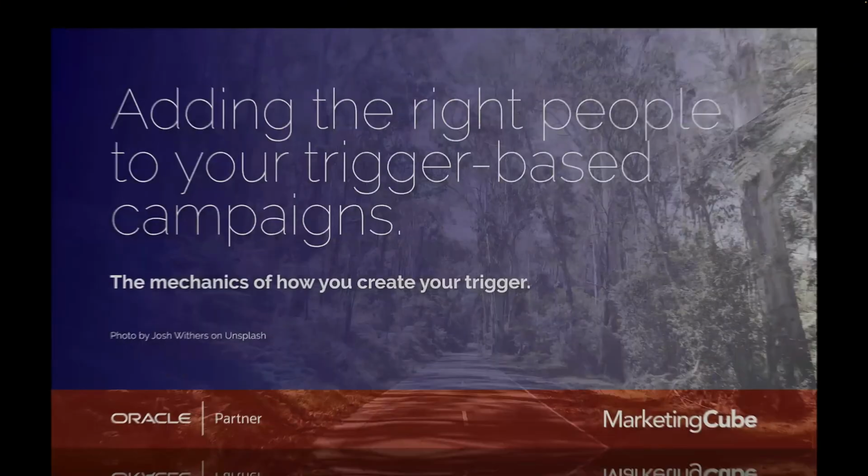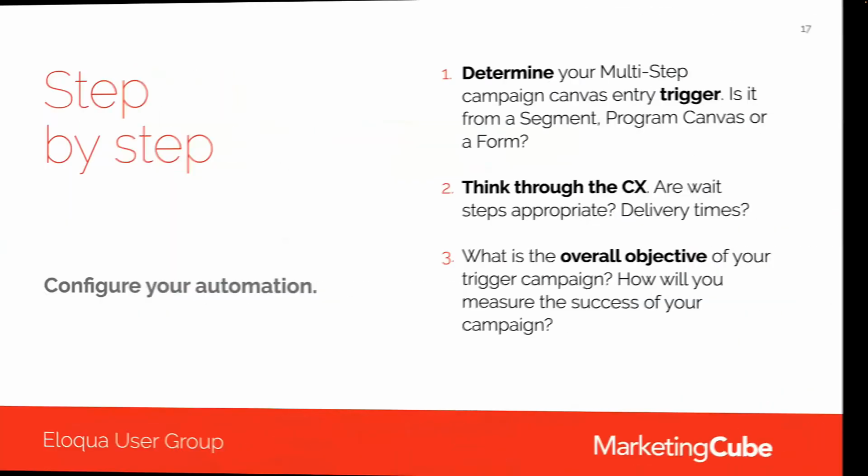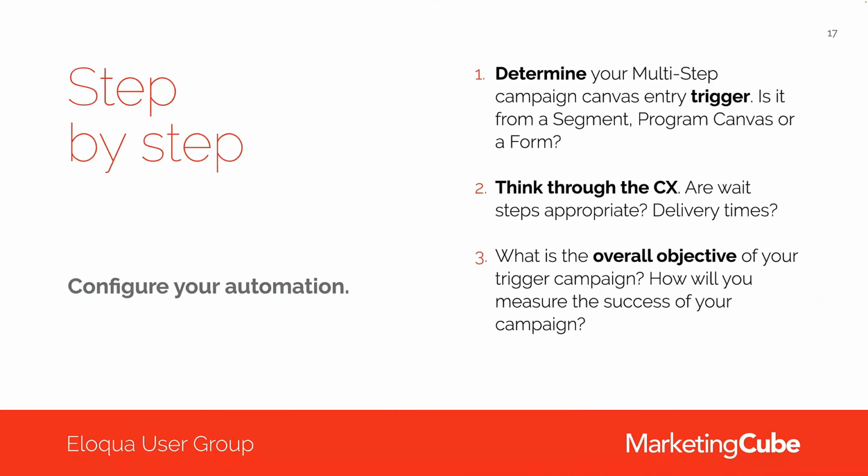Okay, so adding the right people to your trigger-based campaigns. This is the fun part, and it's not just about the inclusions, it's probably also about the exclusions. So if we look at it step-by-step, we want to determine your multi-step campaign canvas entry trigger. That's the first thing. We need to work out how they're actually going to get into this trigger-based campaign. Is it from a segment? Is it a program canvas or a form that's potentially delivering this person?